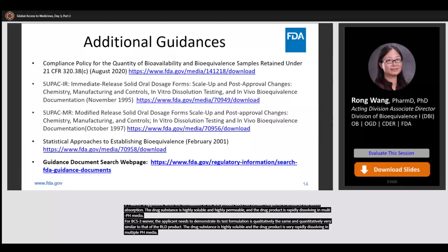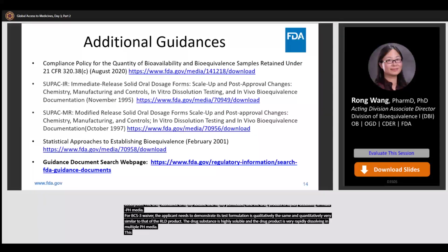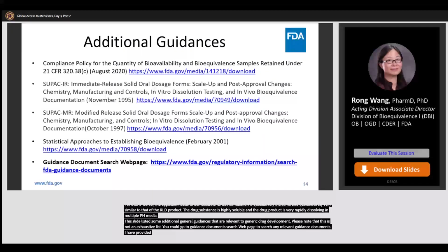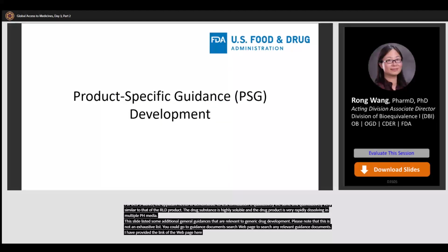These slides listed some additional general guidances that are relevant to generic drug development. Please note that this is not an exhaustive list. You could go to the Guidance Document search webpage to search any relevant guidance documents. I have provided the link of the webpage here.